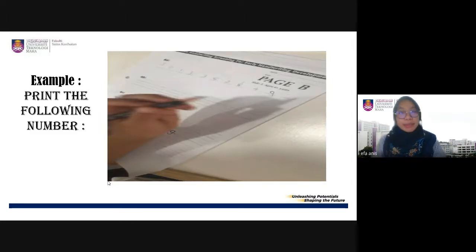Okay, macam saya mention tadi, the first task kita akan bagi arahan, okay, dengar teacher sebut numbers and tulis because this is a print verbal. Dia kena print numbers tu by verbal instructions. So the kids manage to do.